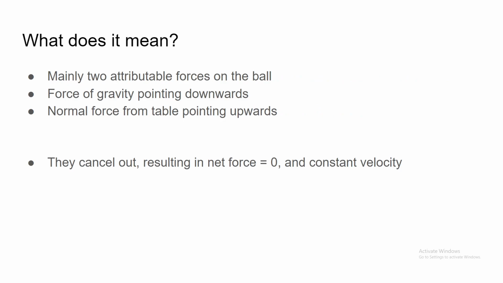There are mainly two attributable forces on the ball: the force of gravity pointing downwards and the normal force from the table pointing upwards. They cancel out, resulting in a net force of 0 throughout those 60 frames, and as a result there's a constant velocity.